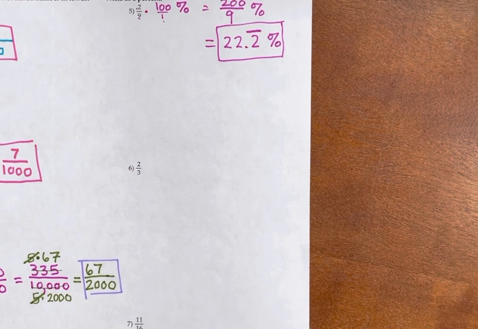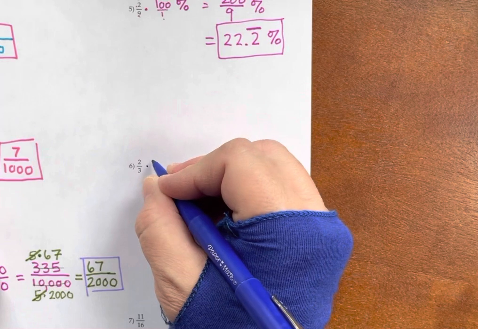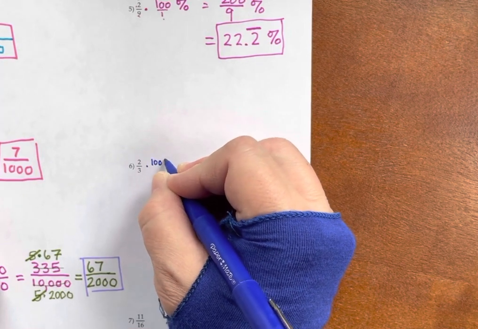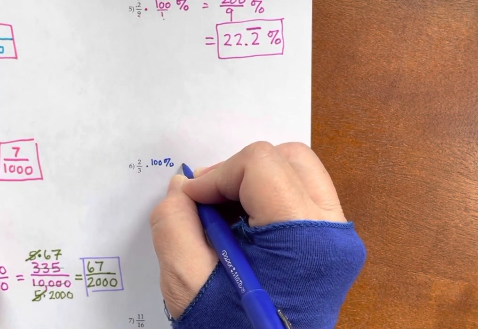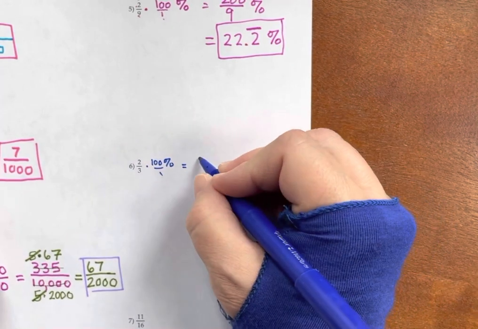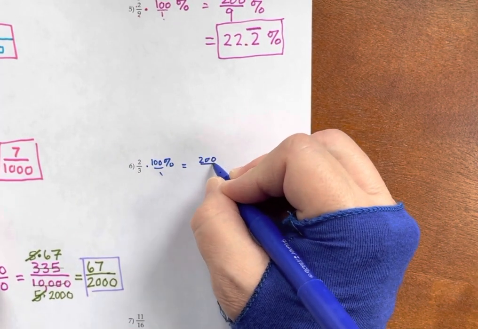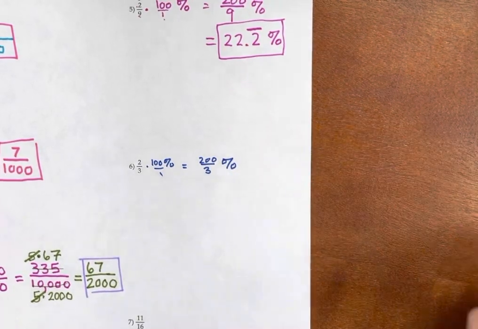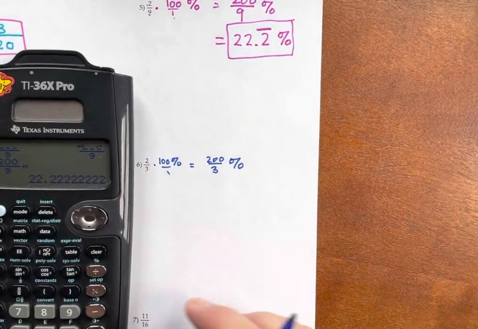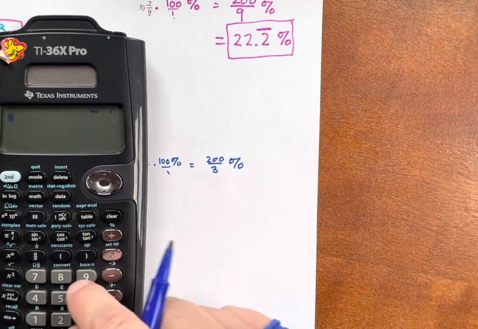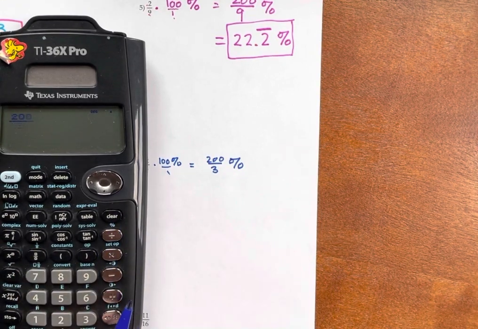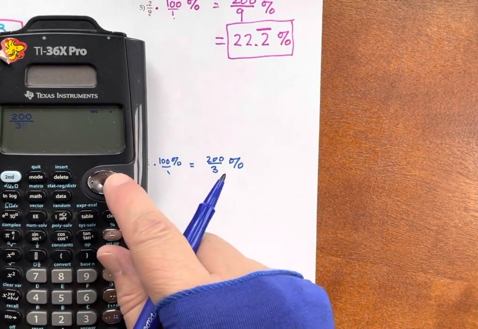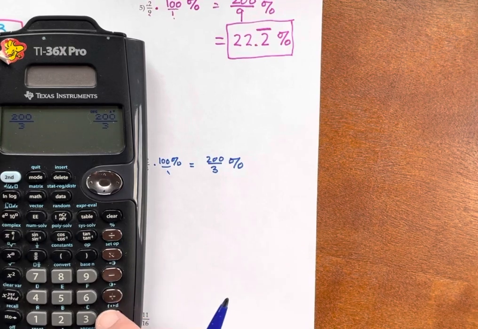2/3. So again, we're going to multiply this by 100%, which is going to be, and it's over a 1, 200 over 3 with your percent symbol. Now we want to change that into our decimal form, so I'm going to put it in my fraction. I don't know why I'm doing it this way, but whatever. 200 over 3, there are several ways to do it, always in math, but just one answer.